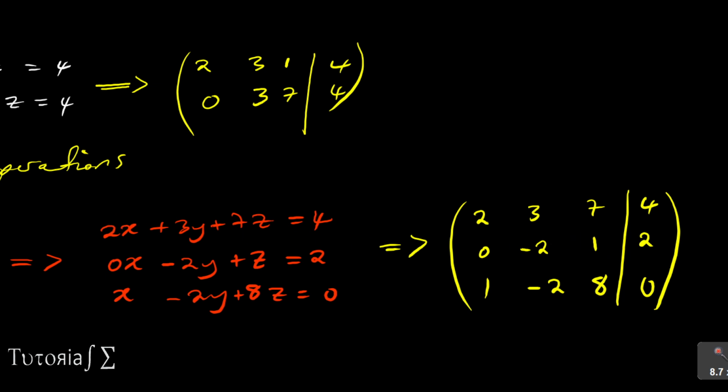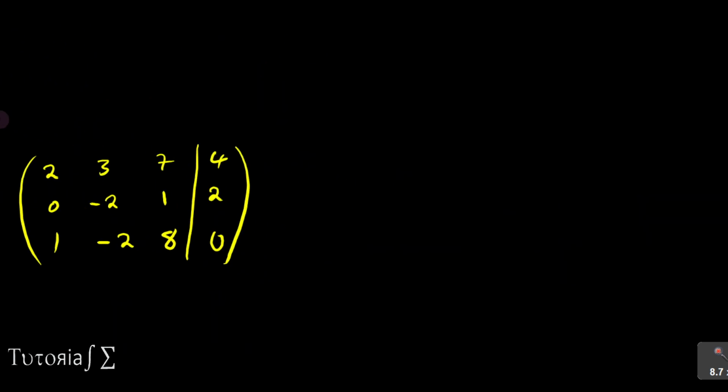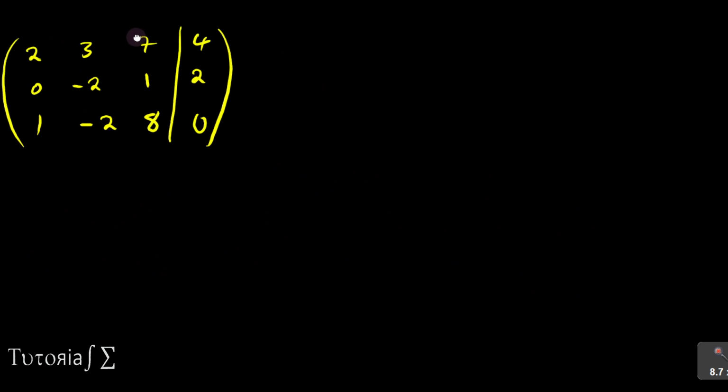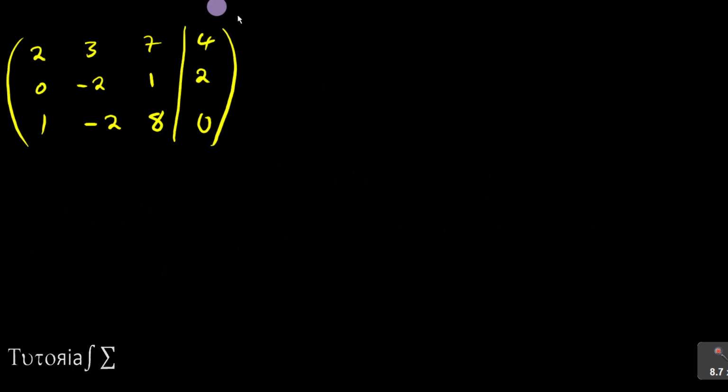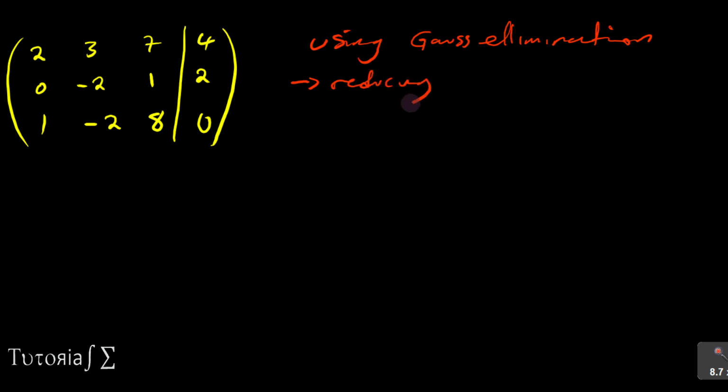Now there are two methods that we should know. Okay, so let me just put it on the corner here. First of all, I talked about using Gauss elimination. Using Gauss elimination requires us to reduce a matrix into echelon form. So this requires us reducing to echelon form.